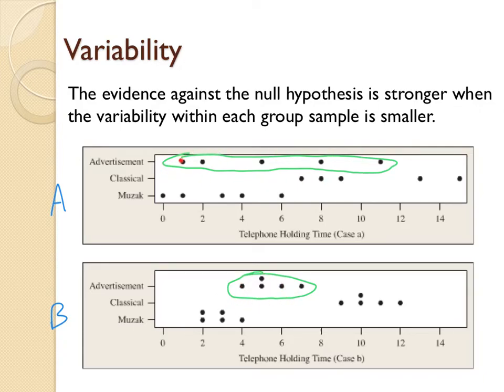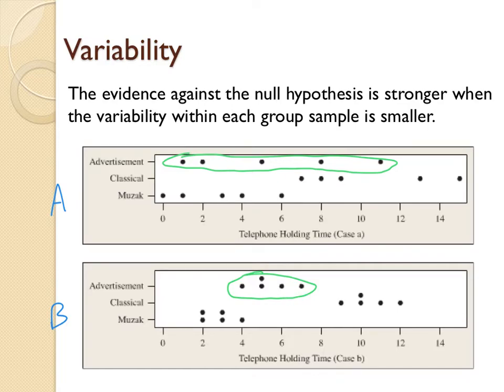So if you told me I have these 5 dots that average about 5, I'm not completely convinced that the average could not be 8 or 3 or whatever. There could be some random variation here. But for this one, because they're so tightly clustered, if you tell me that the average of these is 5, I'd say, yeah, that's probably about how long people stay on hold if they listen to advertisements.